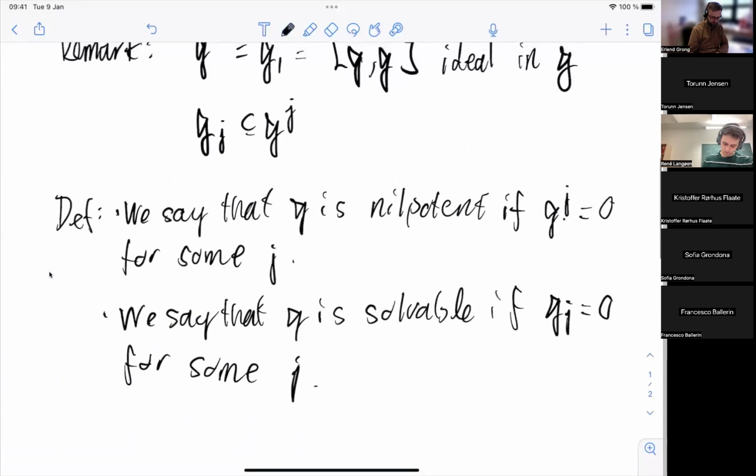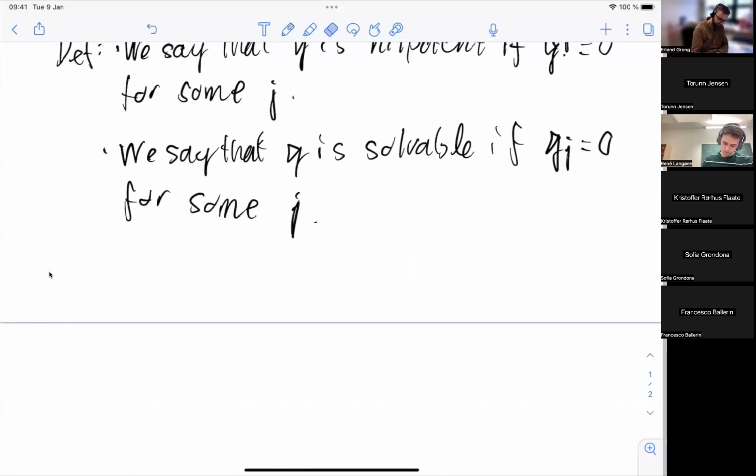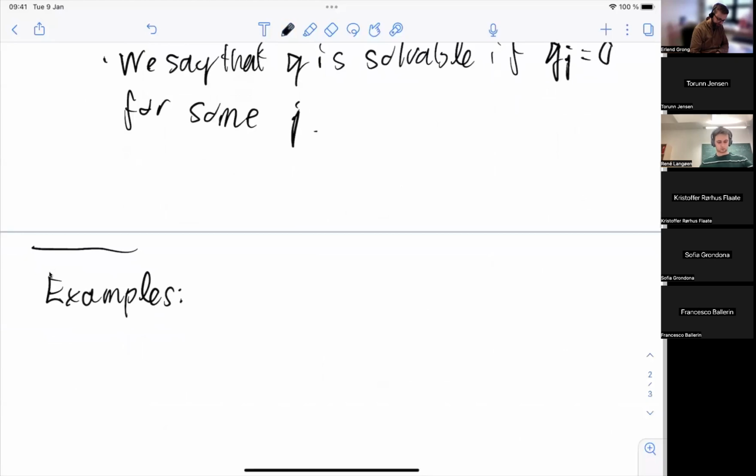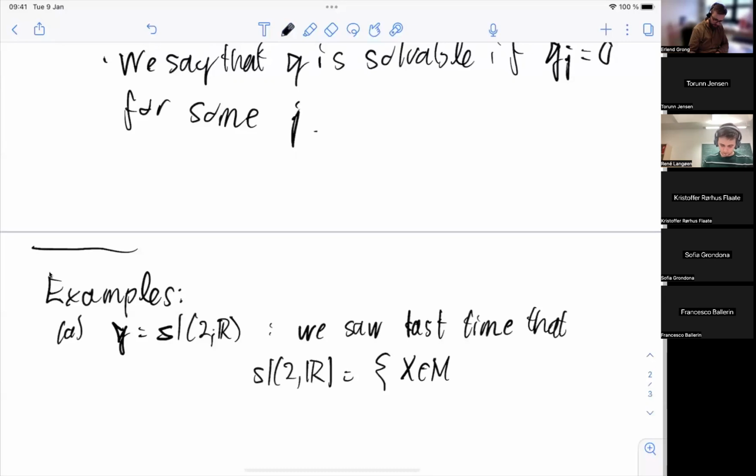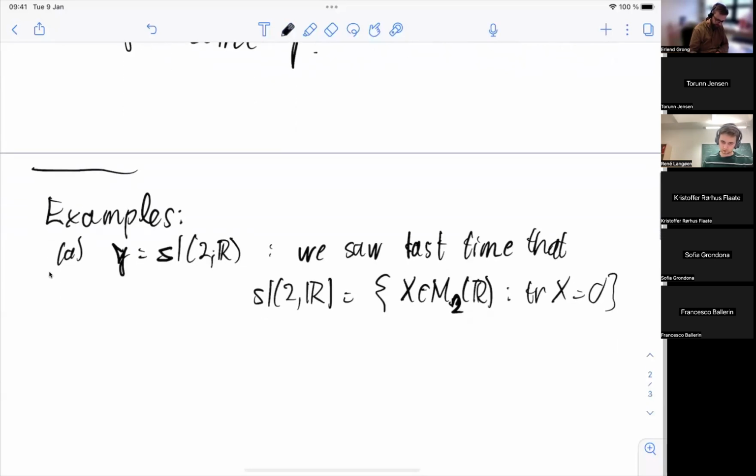So let's do some examples for these. The first example is G equal to SL2R. We saw last time that SL2R, which was two by two real matrices with trace 0, was simple.